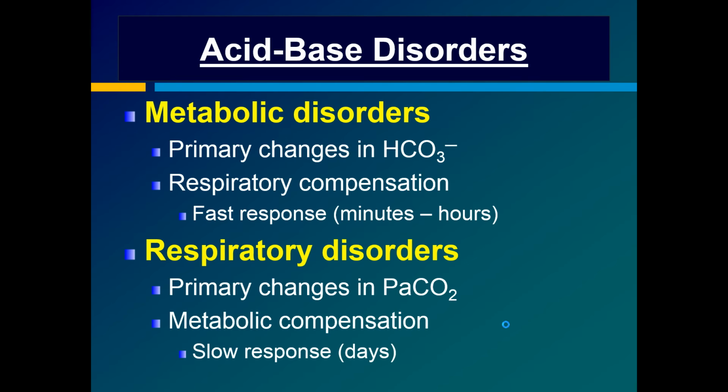Now, again, from a metabolic standpoint, primary acid-base disorders, you have a primary change in your bicarbonate, and then the body will have a compensatory response. So a primary change in your bicarbonate leads to a compensatory change in your PCO2, which is respiratory compensation. That compensation typically occurs rather fast, over minutes to hours. And really what's most predictable is when you have a profound metabolic acidosis, when your bicarbonate decreases, you have a very profound respiratory compensation that occurs rather fast.